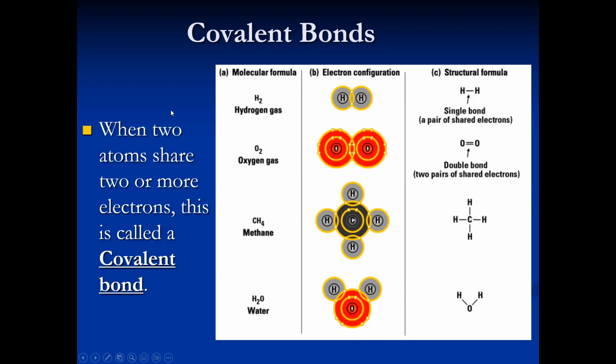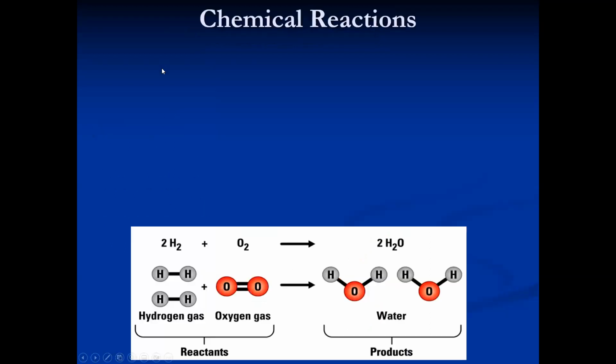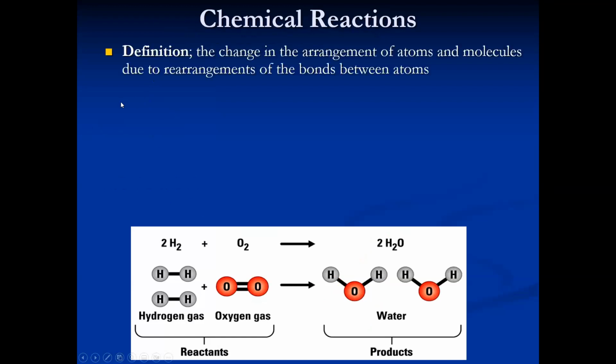Let's do the notes. When 2 atoms share 2 or more electrons, this is called a covalent bond, because co means together, valent as in valence shells. You're going to overlap your valence shells, make them stick together. These are powerful bonds normally and difficult to break. But chemical reactions can break these bonds, and I'll show you how this works.